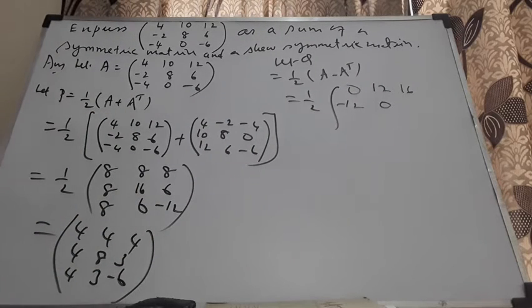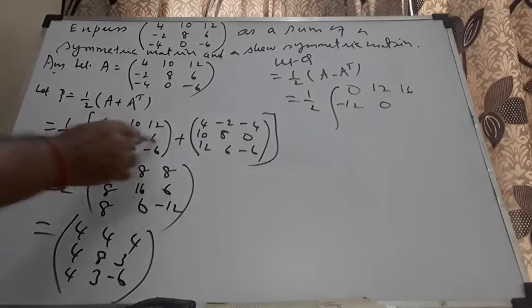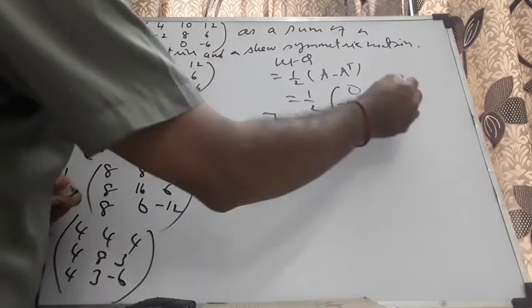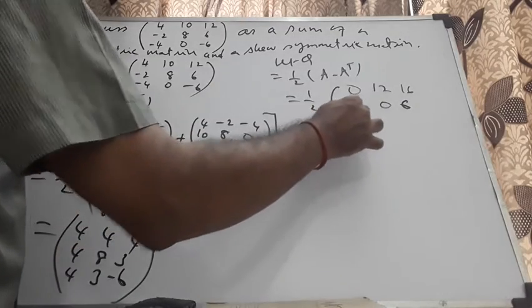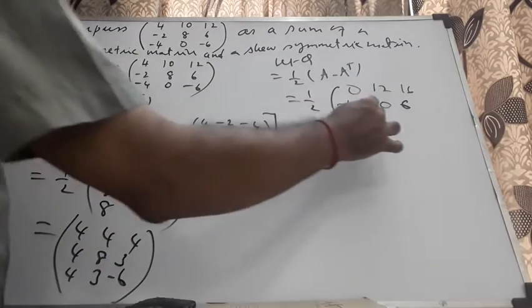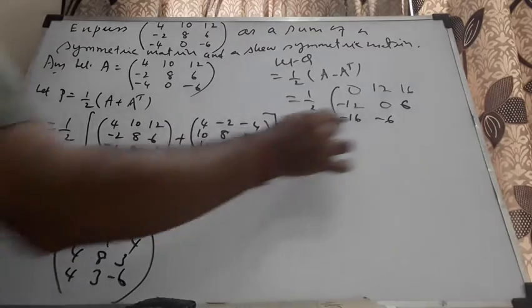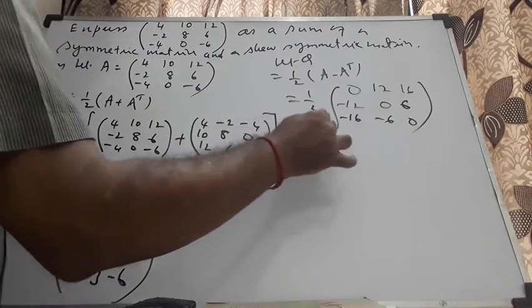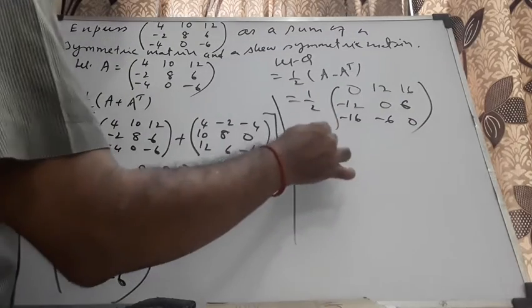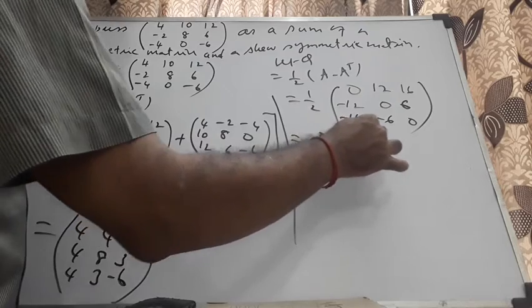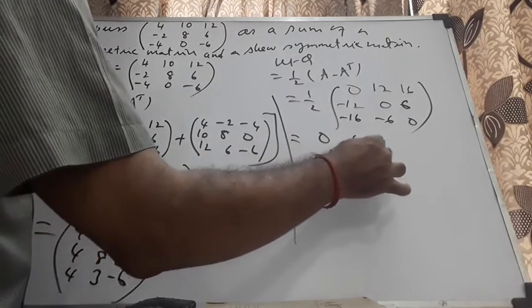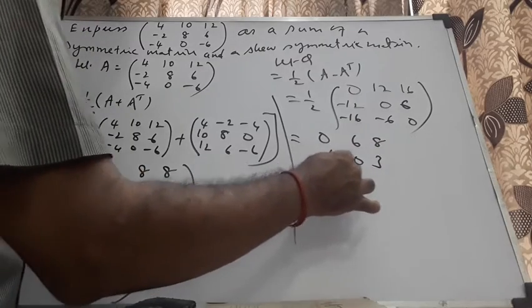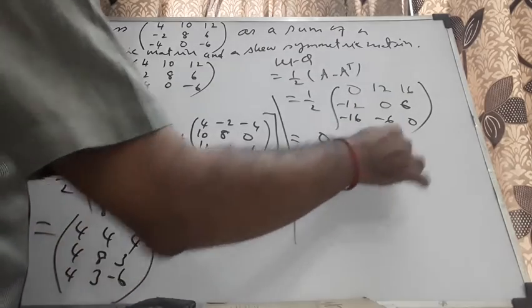Then 6 minus 0 is 6. Then minus 4 minus 12 is minus 16. Then 0 minus 6 is minus 6. Then minus 6 plus 6 is 0. Now this becomes 0, 6, 8, minus 6, 0, 3, and this is minus 8, minus 3, 0.